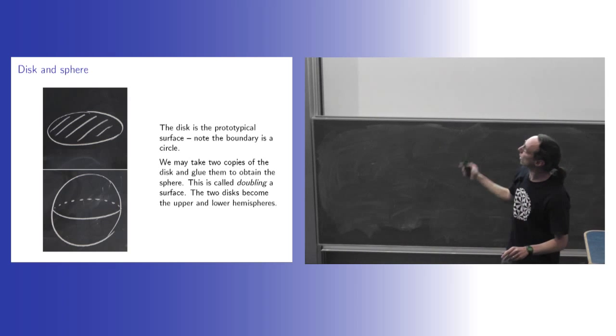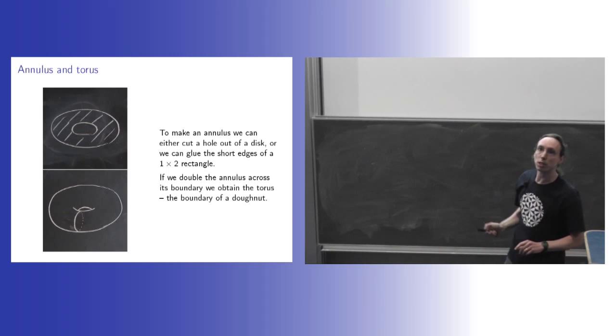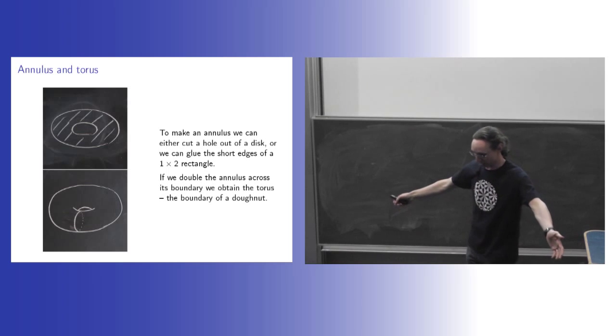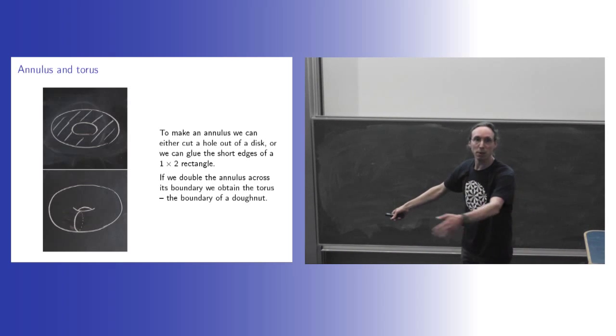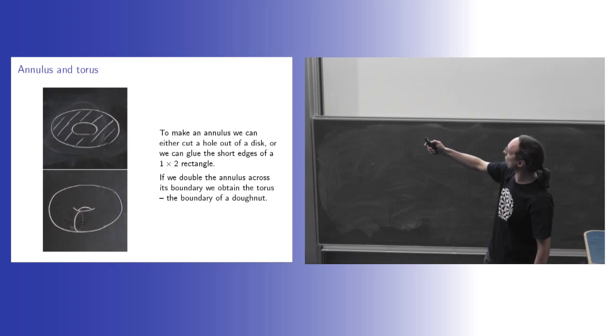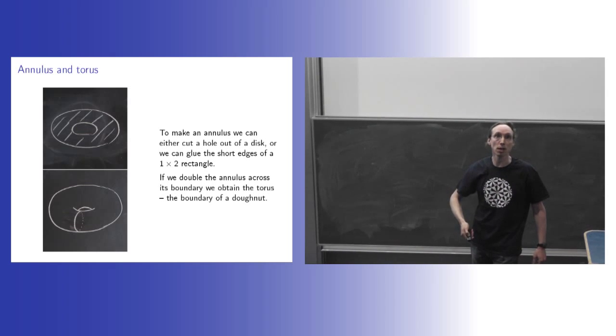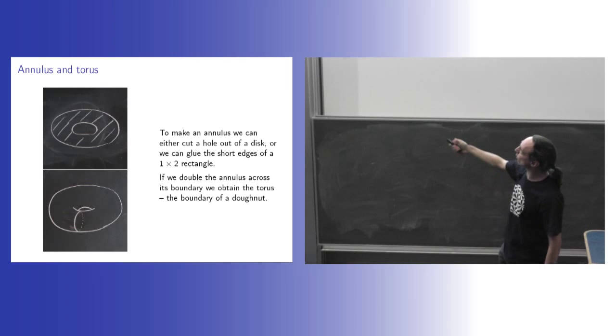So what's next in my rogues gallery of surfaces? The annulus and the torus. The annulus is just a disk where you've cut out a smaller disk. We have something 2-dimensional, and we cut out a smaller 2-dimensional thing, and we get the annulus. It's also called a ring. And if I do this doubling procedure, where I take 2 annuli and glue them along their boundaries, so there are 2 boundaries to glue along now, then I get what's called the 2-torus. And the 2-torus is very familiar. It is the boundary of a donut, or the boundary of a bagel.